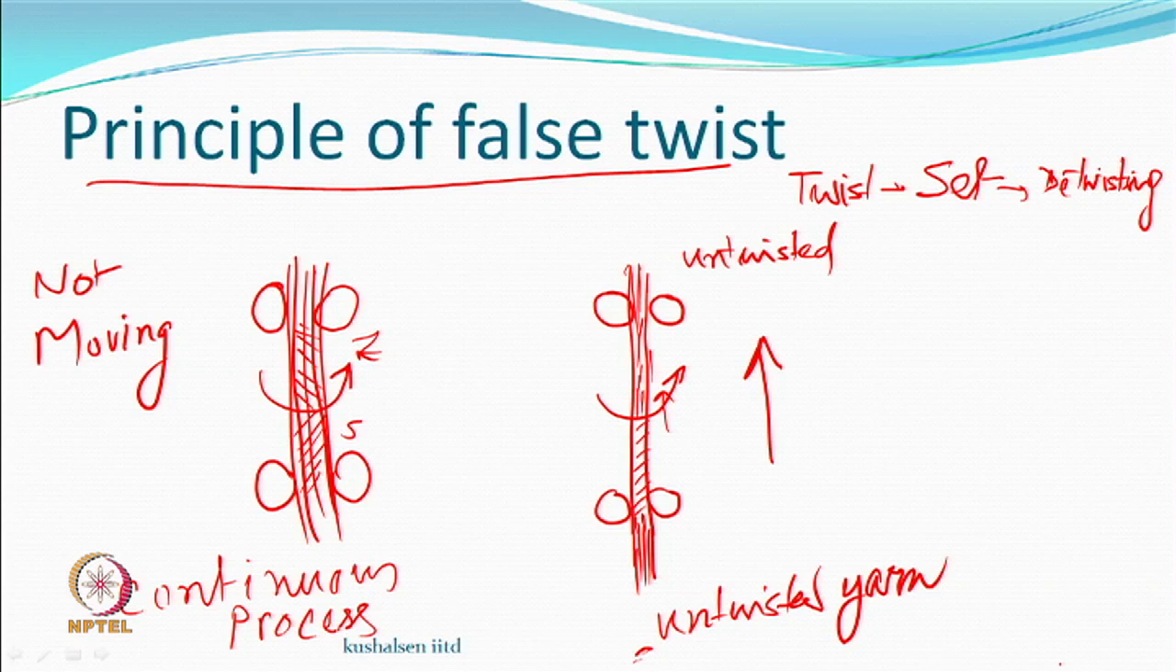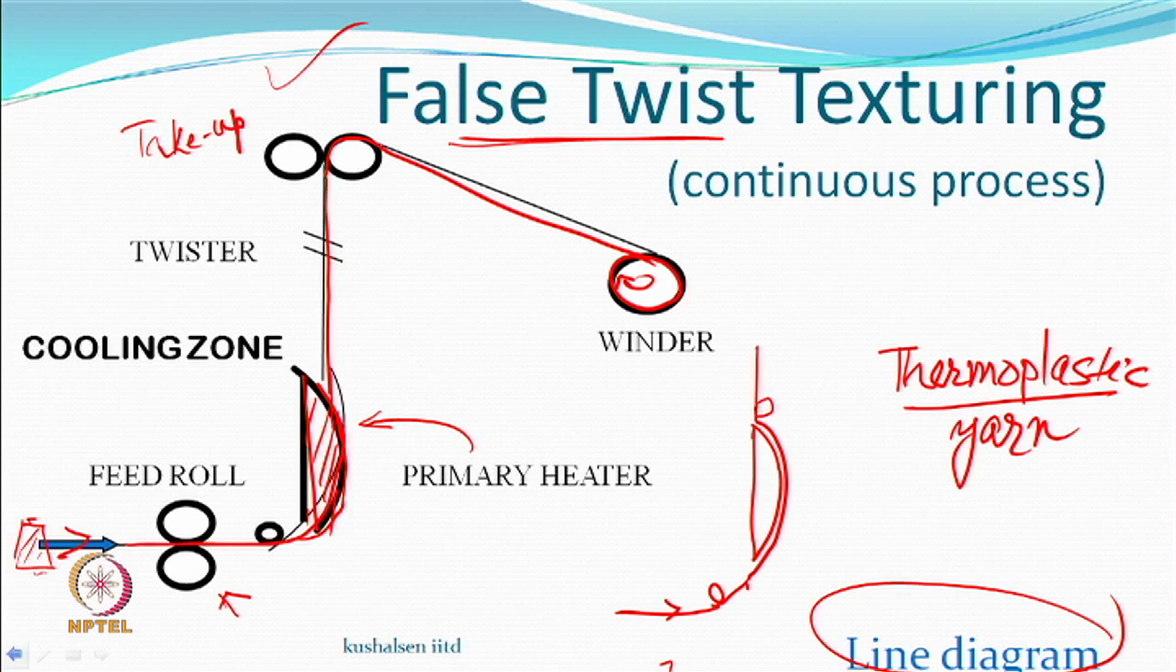So, how do we use this principle in the texturing machine or a false twisting machine? There is a twister here. This is the feed roll, all right. This is the take up roll. In between we are twisting. So, what do you expect? If this is twisting here, the material above this would be untwisted, the material below this would be twisted. So, the twist is actually flowing from this up to the nip of the feed roll.